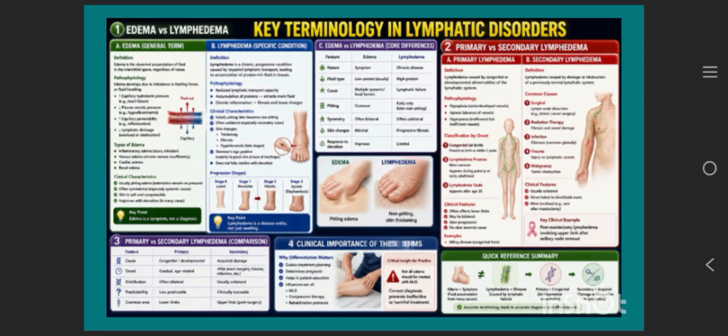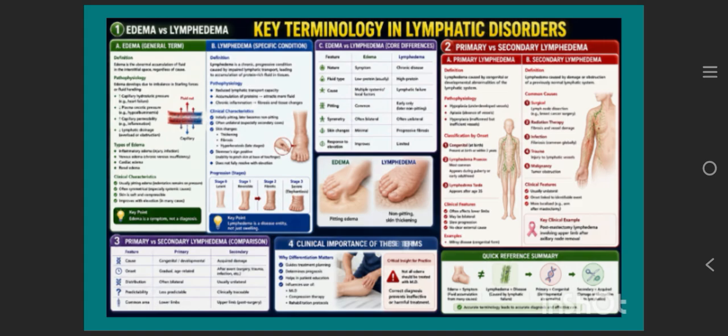What is the key point of edema that you have to know? Edema is a symptom, not a diagnosis. Again I am revising: edema is a symptom, not a diagnosis. Second, we will discuss lymphedema. Edema is a general term; lymphedema is a specific condition.